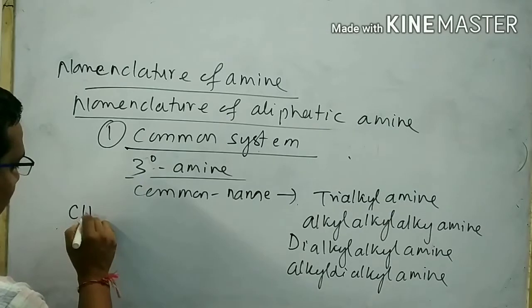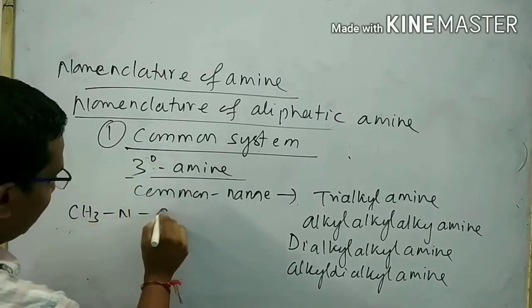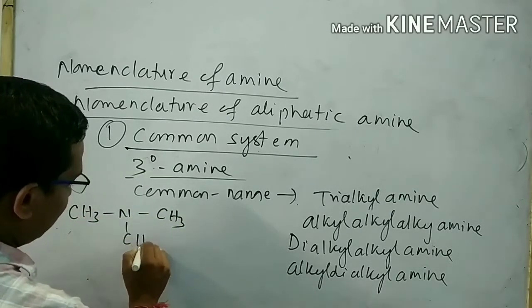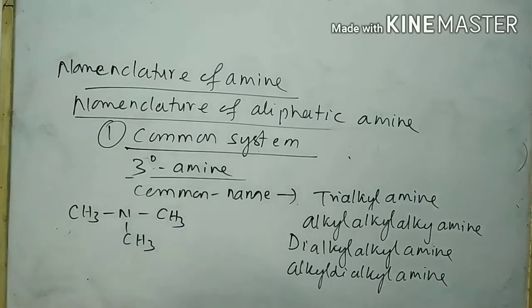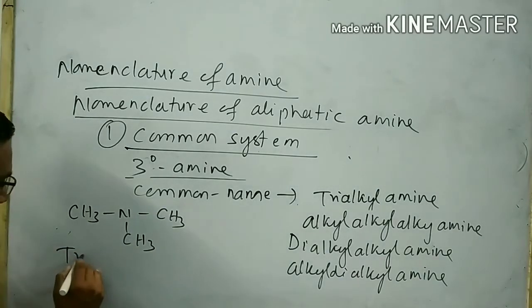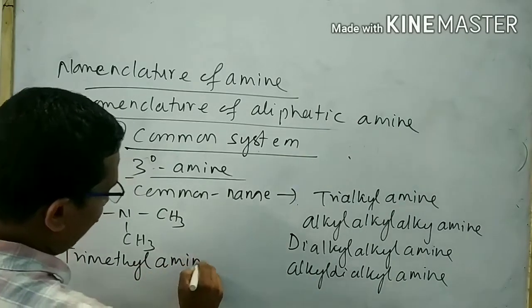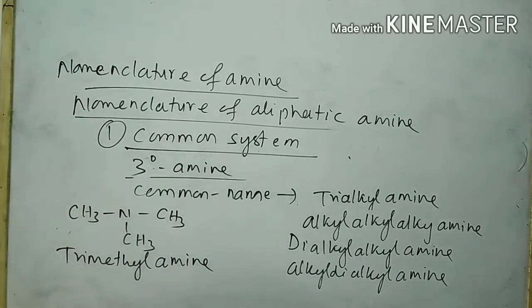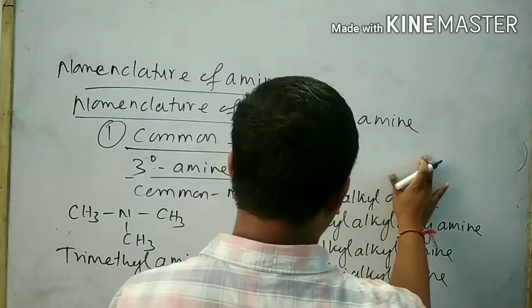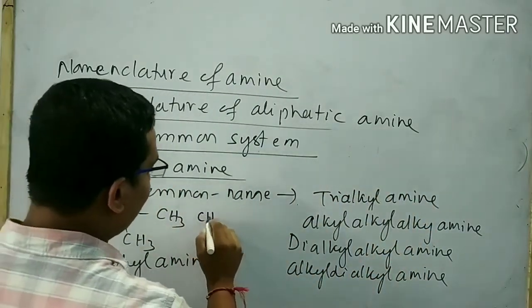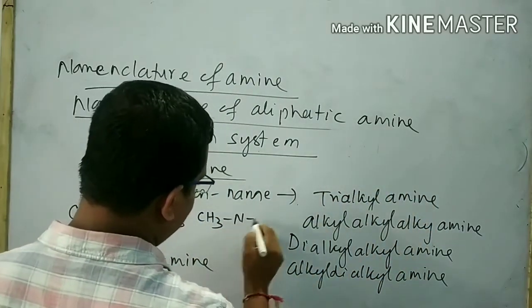Suppose CH3 bonded to N, CH3. The name of this compound is said to be trimethyl amine. Here the three alkyl groups are same. Take another example in which all the alkyl groups are different.